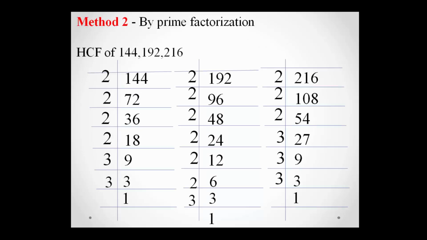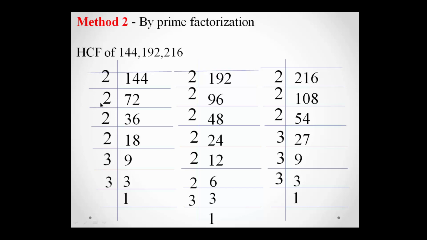Let's find HCF of 144, 192, 216 by prime factorization method. First we will find the prime factors of 144. We will take a smallest number that can divide 144. Which is the smallest number? 2 is the smallest number. What we need to do now? We will divide 144 by 2. What we are getting? 72.